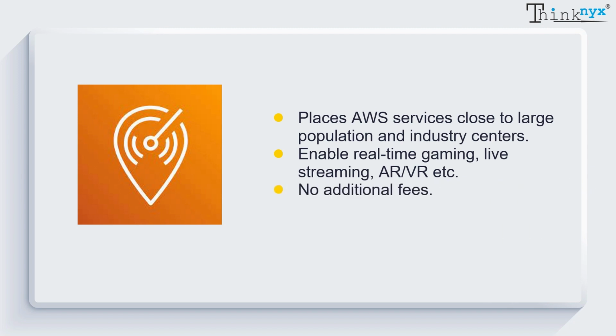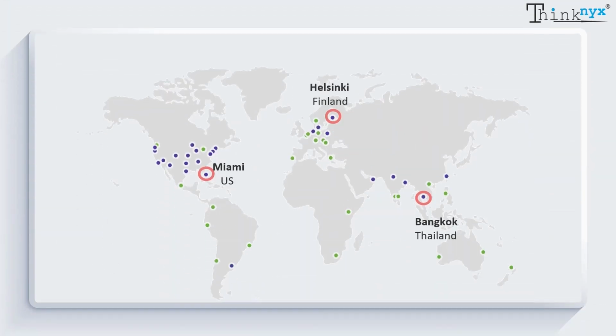We can enable Local Zones without any additional fees. We pay only for the services that we consume in the Local Zones. AWS Local Zones are all over the globe. For example, we have Miami in the US, Helsinki in Finland, and Bangkok in Thailand.